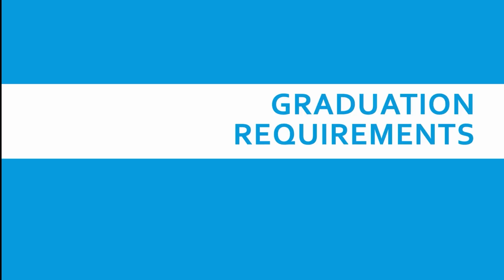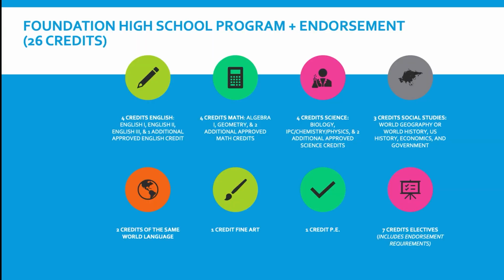And now for a quick recap of the graduation requirements. Be sure the classes you select meet your graduation requirements. Remember, you need 26 credits to graduate: 4 English, 4 Math, 4 Science, 3 Social Studies, 2 World Language and Culture, 1 Fine Art, 1 PE, and 7 elective credits.